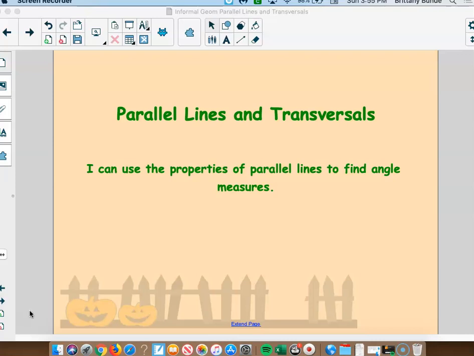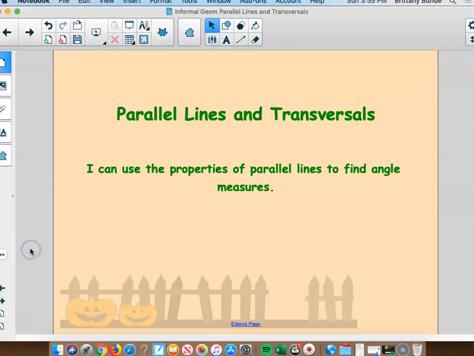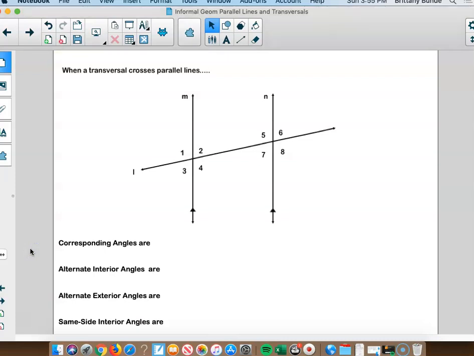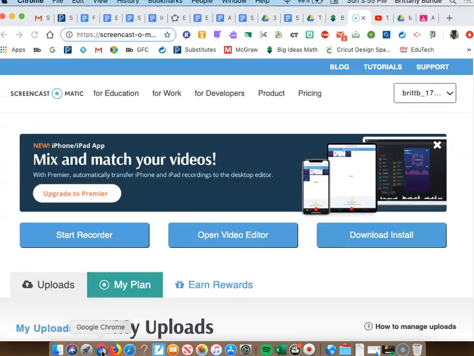So if you open up to this page in your notes, it's the parallel lines and transversals. It's like the fourth lesson, I think, about halfway through your packet. And then the first page looks like this. There you go. We're going to come back to this, but once you guys open up this page, I'm going to show you something on the computer screen here. Let's see, so many tabs.